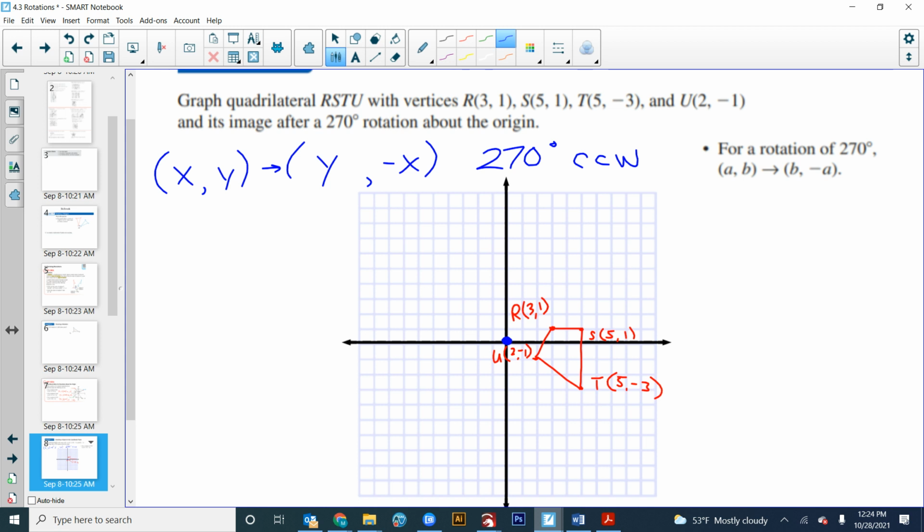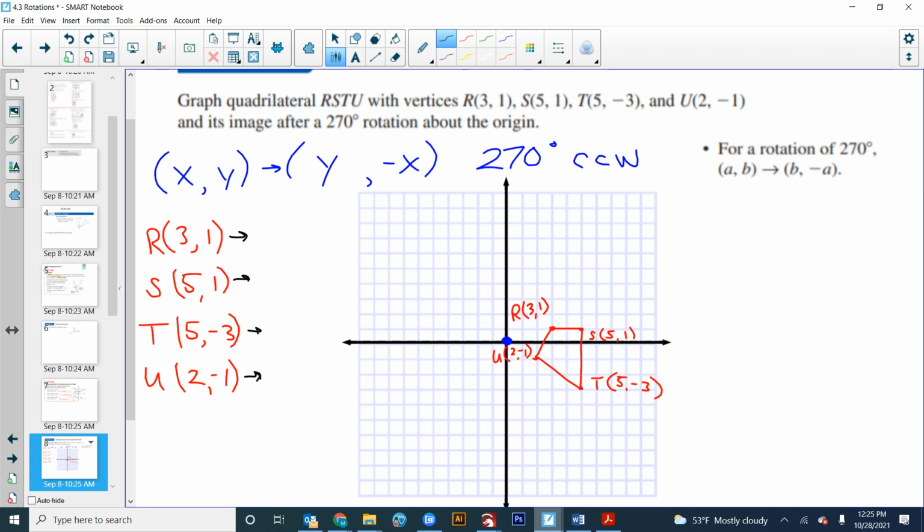Well, we have 4 points. We have R, which was 3, 1. We have S, which is 5, 1. We have T, which is 5, negative 3. And we have U, 2, negative 1.